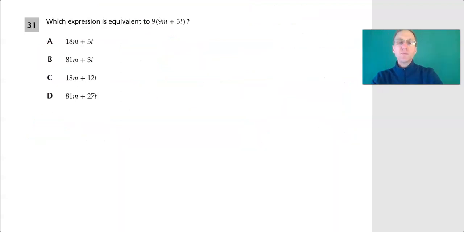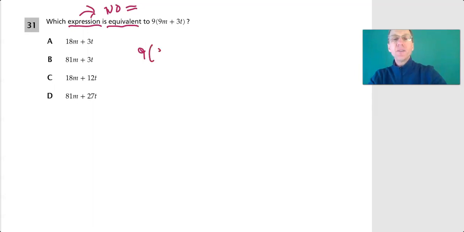Let's look at the next one. Okay, this says which expression is equivalent to its expression. So that means it's not an equation. An expression has no, if you look down here, how's that different from an equation? You'll see there's no equal sign, no equal sign. So you have this 9, and then on the outside you have 9m plus 3t.